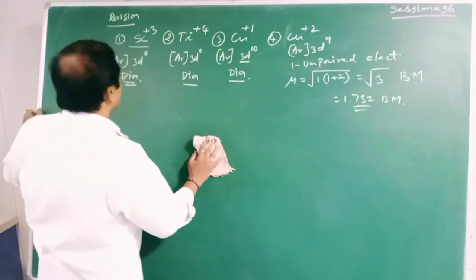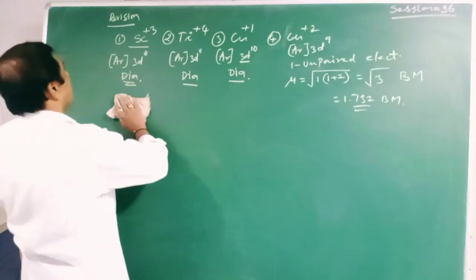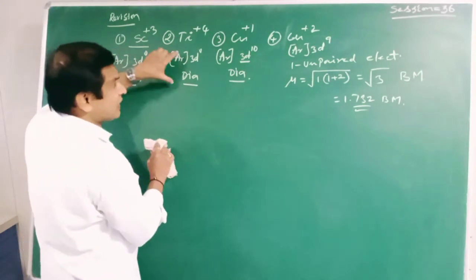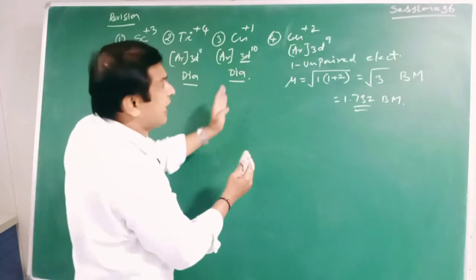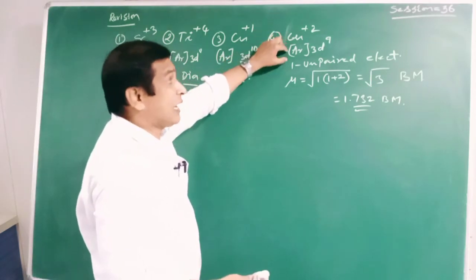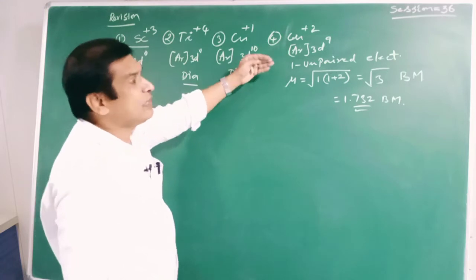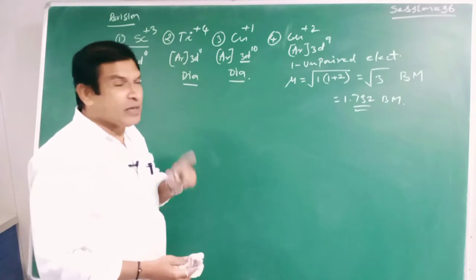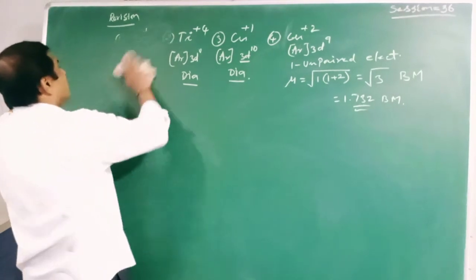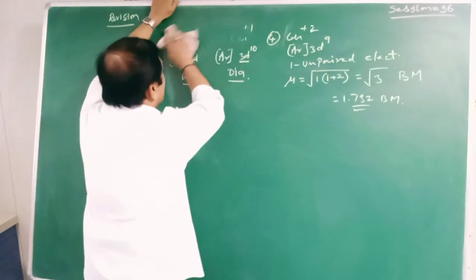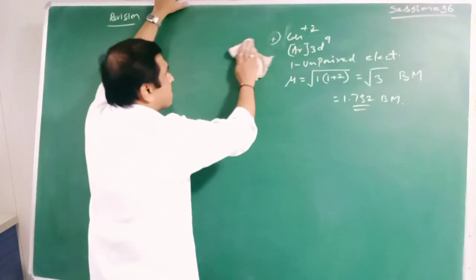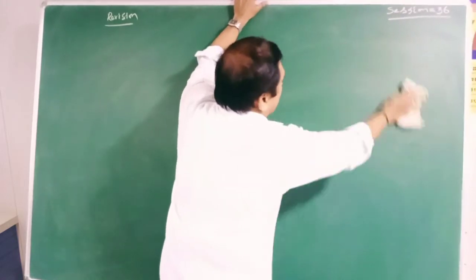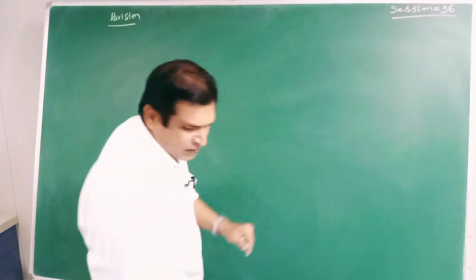Okay, so now let us take another example. This is one example. I think it is clearly understood. We explained the first, second and third independently, and we explained Cu+2, how the configuration is 3d9, how many unpaired electrons are there, and how we calculate the magnetic moment, in detail. Next example, let us proceed.